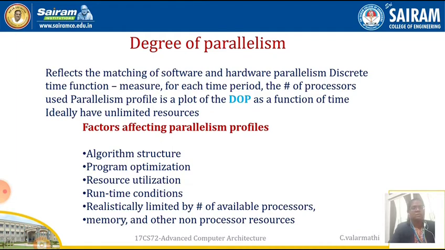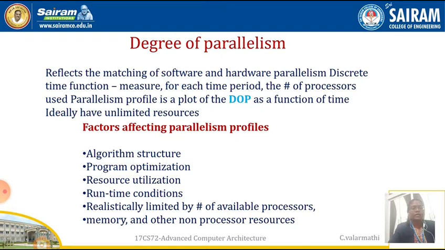So these are the two basic ideal cases you come across with DOP. Once again, I am repeating: DOP equal to 1 means it is treated as sequential execution of your programs, and when DOP is equal to n, where n processors are involved, we achieve a high level of parallelism in that execution. So this is about degree of parallelism.